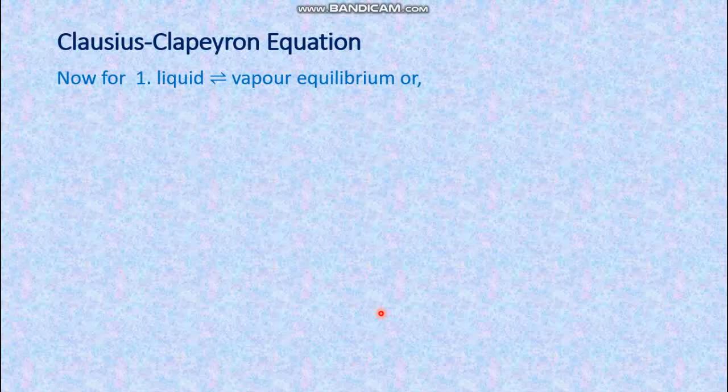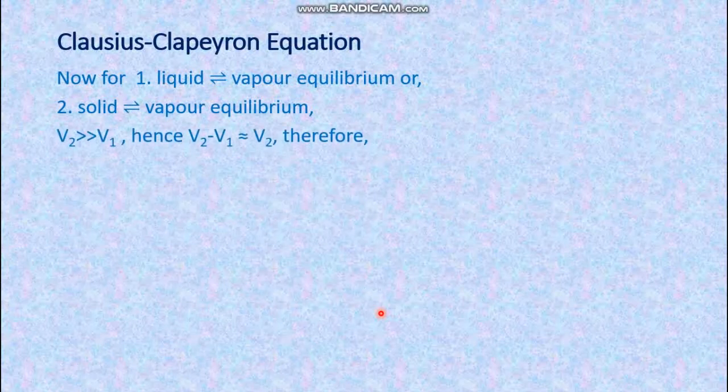Now the Clausius-Clapeyron equation, with the help of the Clapeyron equation. Let's take two examples: one is liquid-vapor equilibrium, another is solid-vapor equilibrium. Mainly these two would be utilized in our colligative property discussion. In both cases, V2 is much greater than V1, because a vapor has a volume which is much greater than the volume of the liquid or the solid. So V2 minus V1 is almost equal to V2, that means the volume of the final phase, the vapor phase.